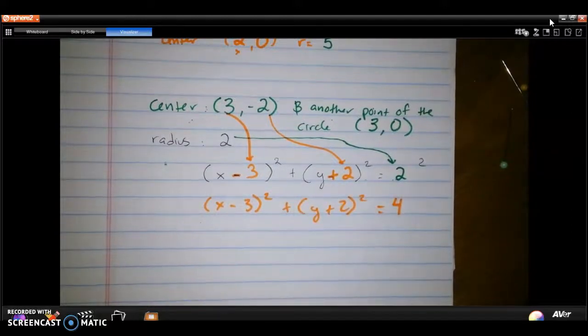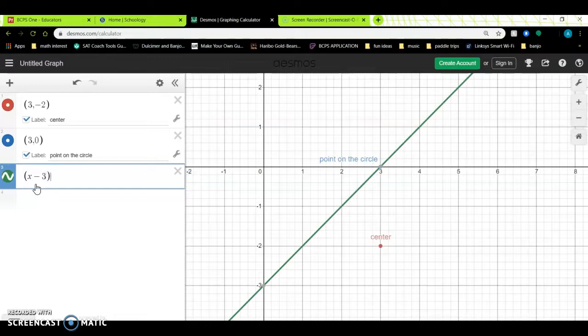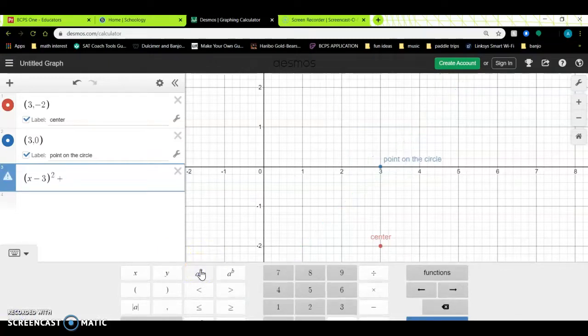Just to verify that we're correct here, I'm going to type this equation into Desmos. If you're ever unsure, you can go to Desmos and write in these equations, and see if it matches up with the information you've been given. So we have the quantity x minus 3. For those of you who don't remember how to do squared, if you select the little show keyboard down here, squared, plus y plus 2, again squared right here, equals 4.